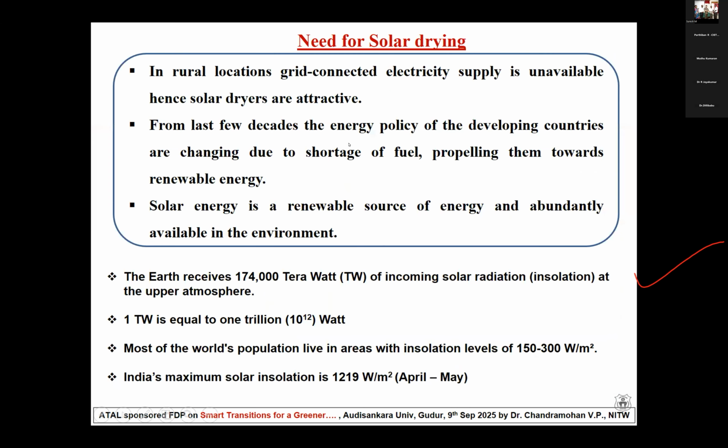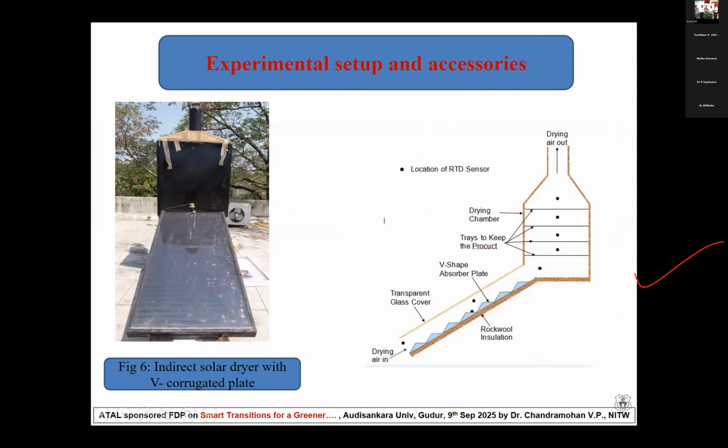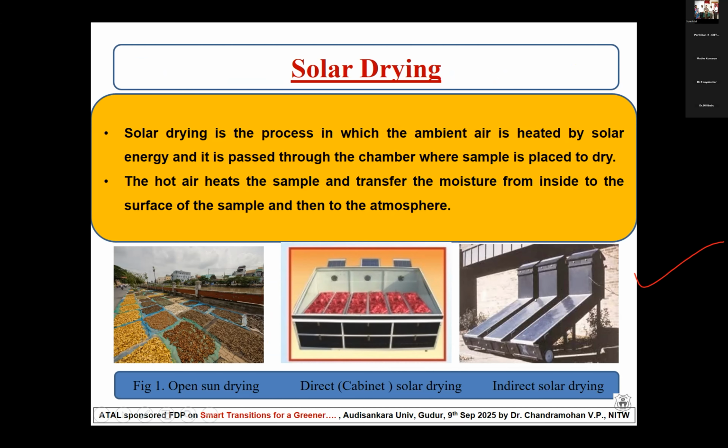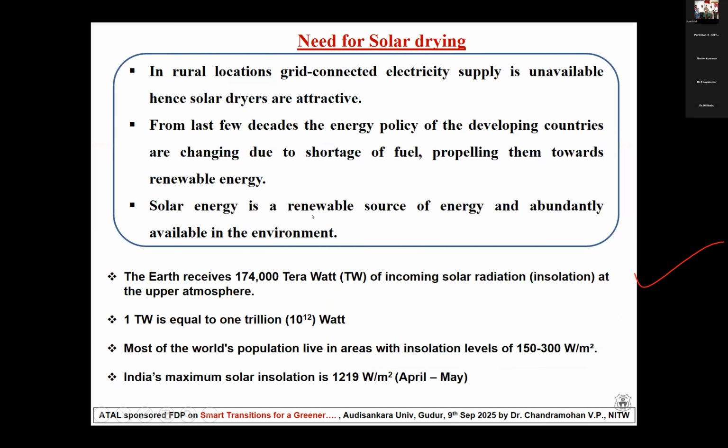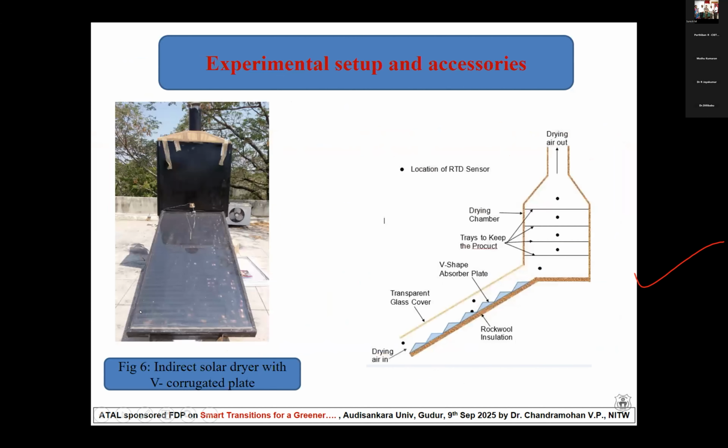Yeah, whatever I mentioned is here. Some introduction about this. The solar installation is mentioned here. This is the setup we have developed, the indirect solar dryer, whatever I explained in the last setup. There is a solar air collector and there is a chamber, and this is the 2D diagram we mentioned here.